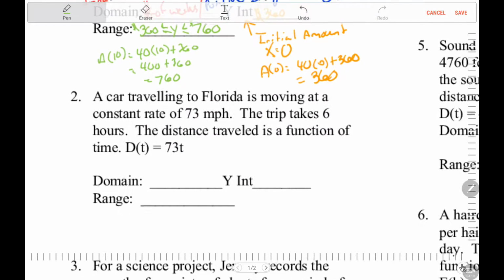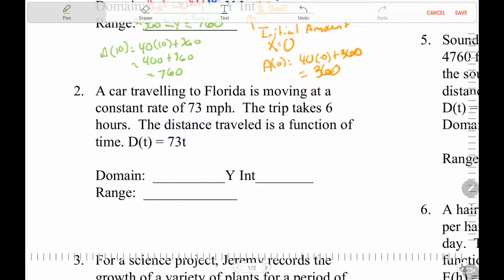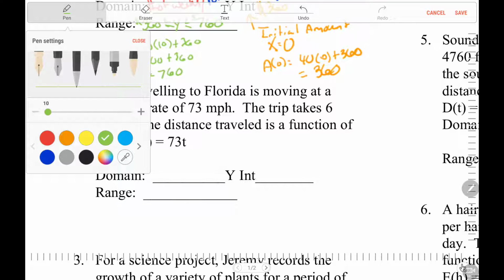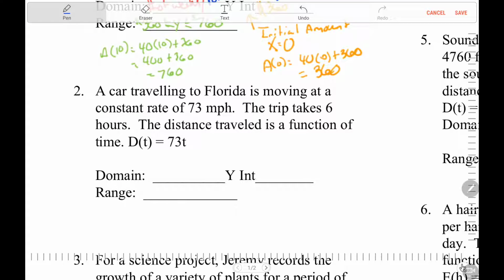So let's look at number 2. A car traveling to Florida is moving at a constant rate of 73 miles per hour. The trip takes 6 hours. The distance traveled is a function of time. So time is our input. Remember, domain is your input. It takes 6 hours, so this is the number of hours.